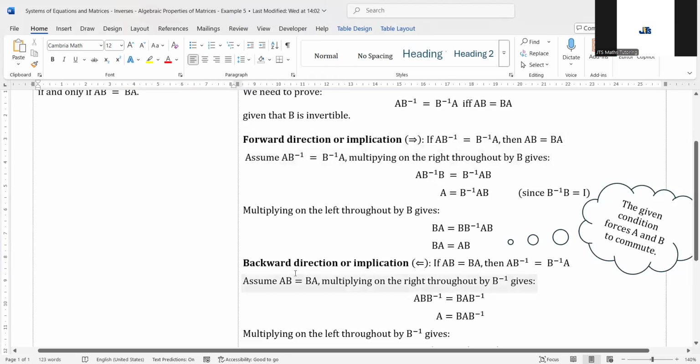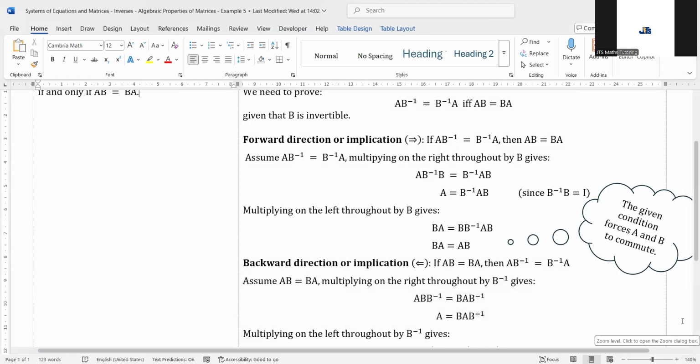Now let's look at the backward direction. The backward direction says, if this is the case, then this, right? So if AB is equal to BA, then AB inverse is equal to B inverse A. So we assume that this is the case. You're going to multiply throughout on the right by B inverse, and this is what we are going to get.